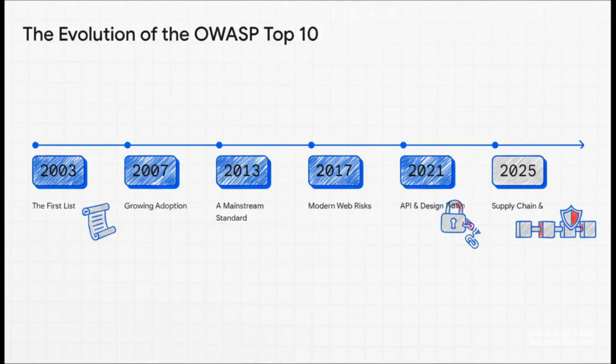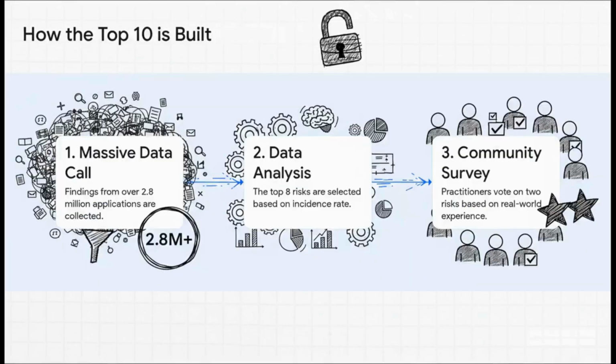And this isn't some fly-by-night thing. The very first Top 10 list came out way back in 2003. They purposely only update it every 3 or 4 years, which is smart because it gives the industry a stable, consistent baseline to work from while still evolving to tackle new threats like API flaws and now the whole software supply chain. Now, how they actually build this thing is pretty fascinating.